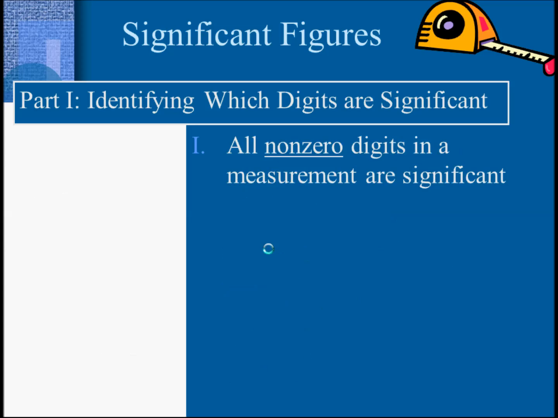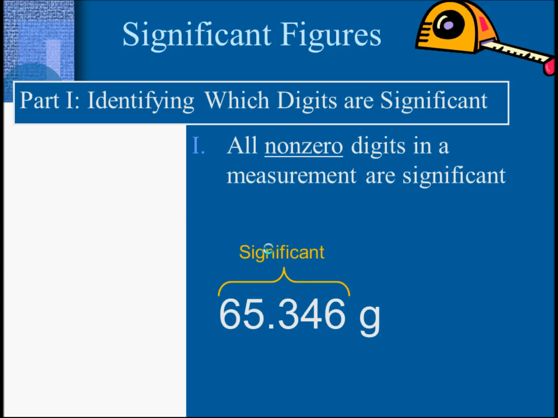Now sometimes being able to tell how many sig figs a measurement has is very easy. If your number does not have zeros in it at all, then life is easy because all non-zero digits in a measurement are significant. So in this case, the 65.346, there's no zeros. I've got 5 digits in that measurement. I've got 5 sig figs. Piece of cake.